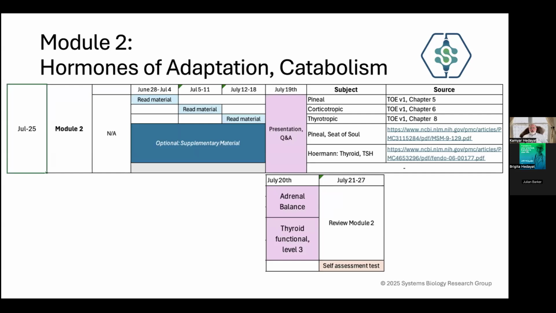In Module 2, we'll focus on the hormones of adaptation and catabolism. We'll talk about the pineal gland as an over-controller of the hormonal system, and then these primarily catabolic hormones from the corticotropic and thyrotropic axis. And we'll look at the adrenal balance panel and the thyroid functional panel level 3.